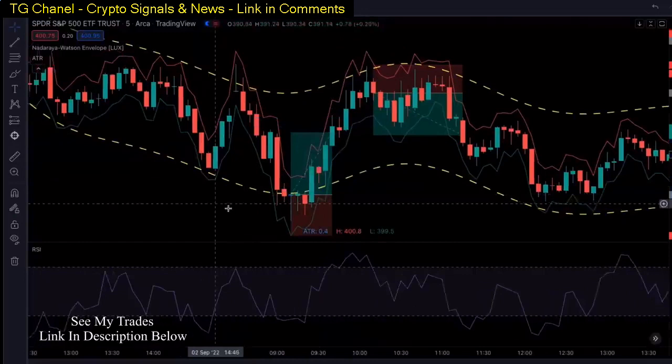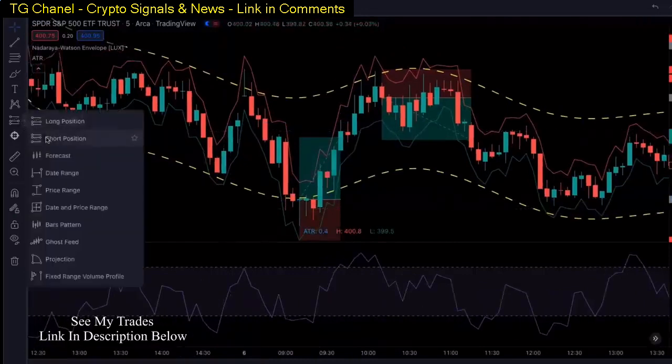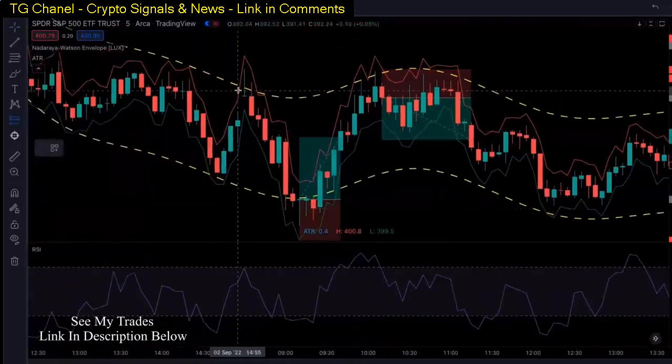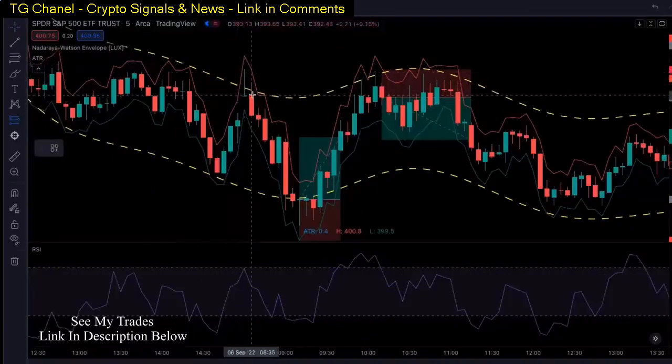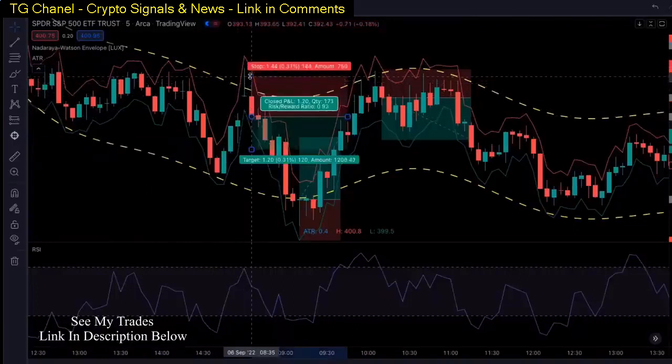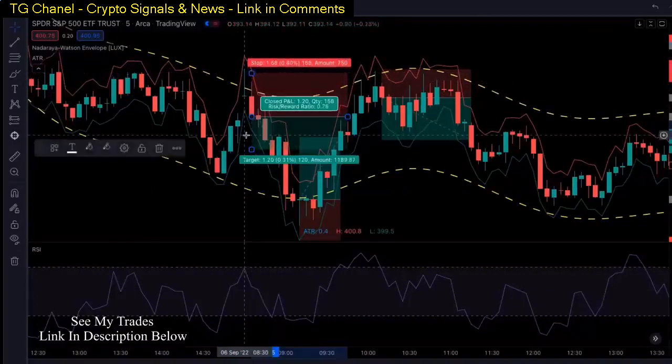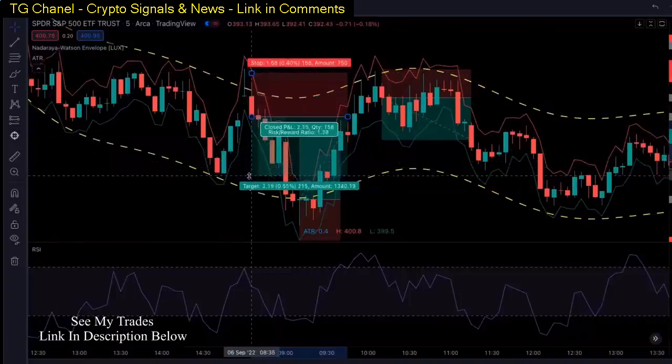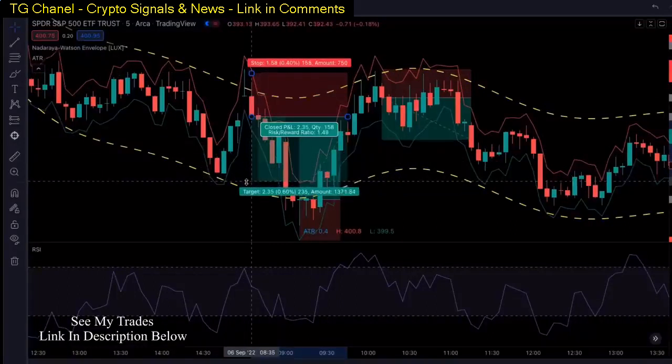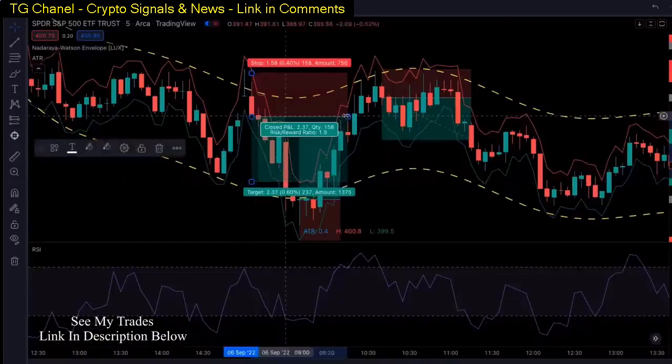Boom. Again, short example right here. Price action goes outside of this channel. You get a red line coming back in. Get in at the end of that candle. Stop loss up there, 1 to 1.5. And there we go.